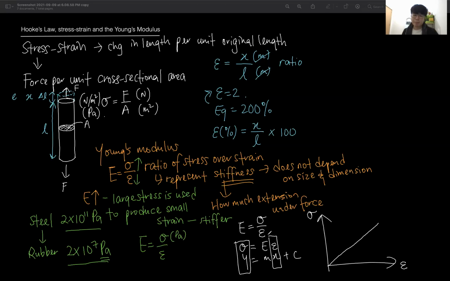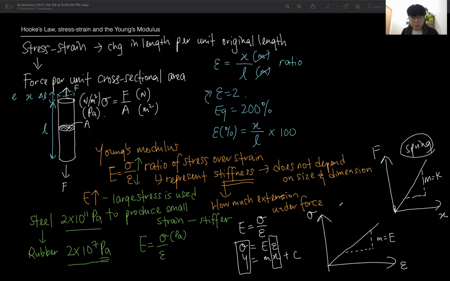Okay, what is the gradient? The gradient is the Young's modulus. You see, this is very, very similar to your spring constant. Your spring constant is force against extension, correct? And it's a straight line as well. What is the gradient here? The gradient here is the spring constant. But in a stress strain graph, the gradient is the Young's modulus. Okay, this is for a spring. This is more universal for material.